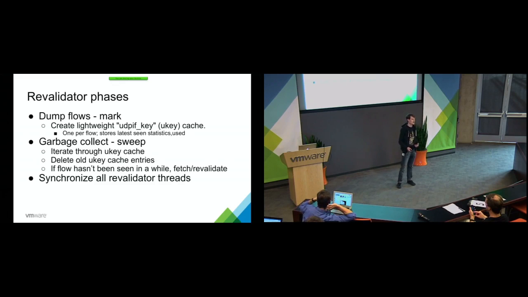The last phase is that we synchronize all Revalidator threads. So we have multiple threads that are going through these phases. Multiple threads dump flows from the kernel, check them, and delete flows, and then they all synchronize together again.